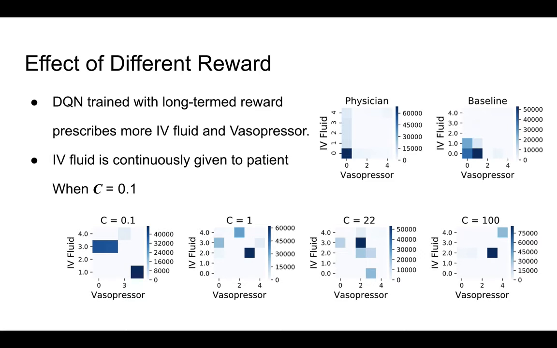So we are interested in analyzing the effect of long-term versus short-term reward. Our result shows that the DQN trained with a long-term reward is much more aggressive. It is more willing to prescribe IV fluid and vasopressor to patients. And in some cases, IV fluid is continuously given across their ICU stay. So we have to be careful about choosing different rewards.